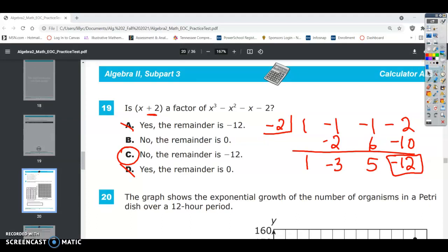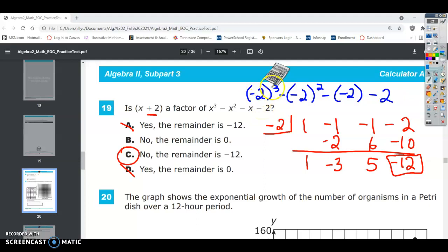Another way to do this problem is to use the remainder theorem. So instead of doing the synthetic division, you could take the -2 and simply substitute it into this polynomial and see what you get. If you take -2 and plug it in, so -2 cubed minus -2 squared minus -2 minus 2, you could see that you should get -12 as well.